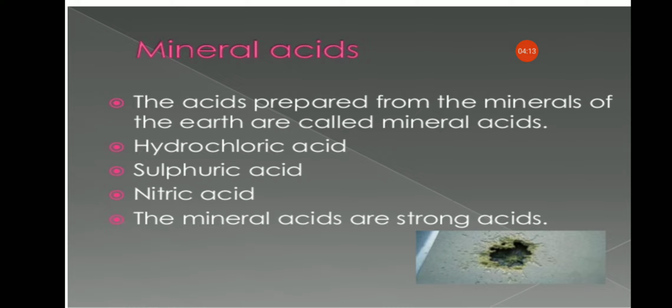The chemical compounds that are found on earth crust are called minerals, and the acids prepared from these minerals are called mineral acids. For example, hydrochloric acid, sulfuric acid, nitric acid, etc. These are generally used in the laboratory, or they are mainly used for the industrial purpose or commercial purpose. They are generally strong acids. Organic acids are weak acids, whereas mineral acids are strong acids.